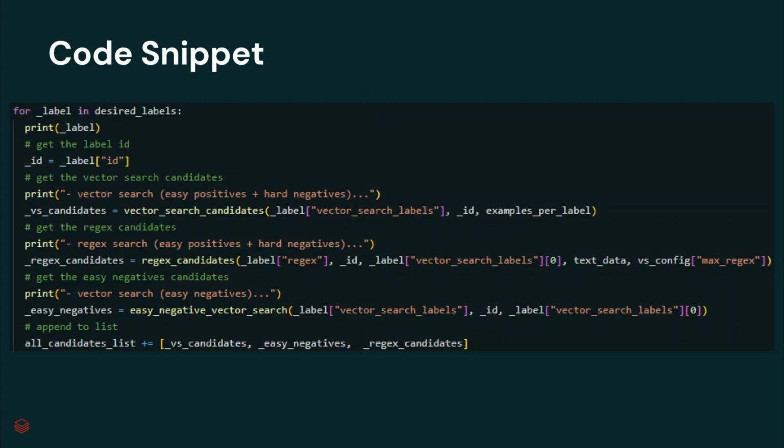This is just a screenshot here of our for loop that loops through each of the labels that have been defined. And again, a label is something like user complains about some specific issue. And you can see what we have here is we go through vector search for the easy positives and hard negatives. This is a piece I haven't mentioned yet, and this is regex search. So we do allow the config file to specify regular expressions, and this allows you to do some sort of keyword search to find candidates.